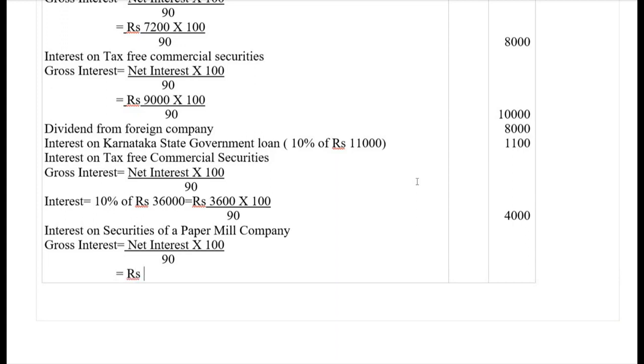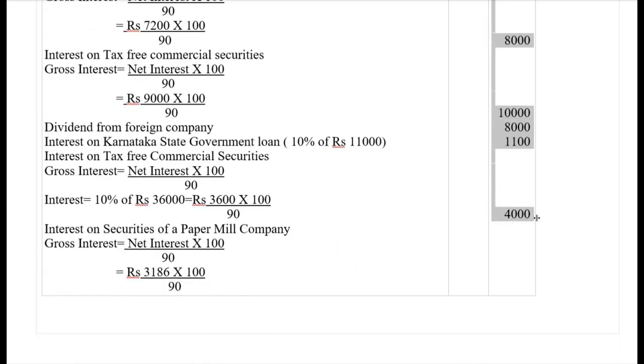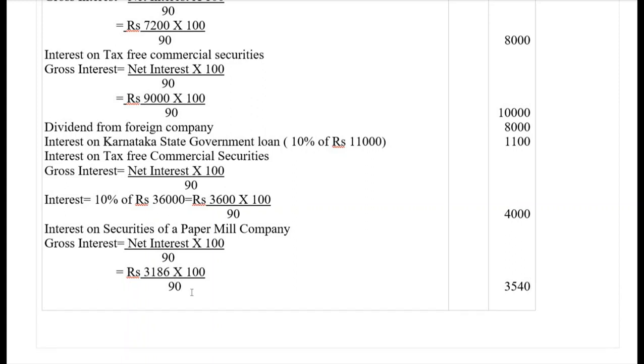So it is 3,186 multiplied by 100. So let us divide this here. The rate of TDS, as mentioned in the formula, is 90 here. So 3,186 multiplied by 100 divided by 90. So it comes to 3,540. So 3,540. Then we have got, the last one, interest on securities of textile company.